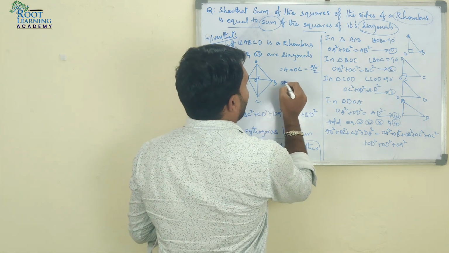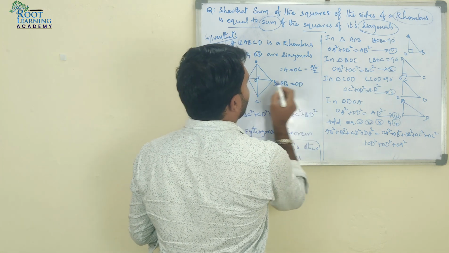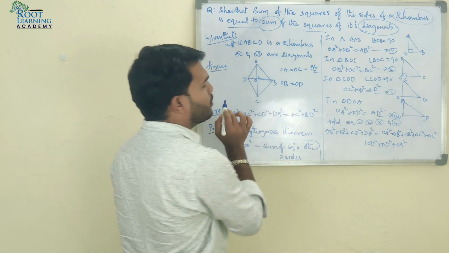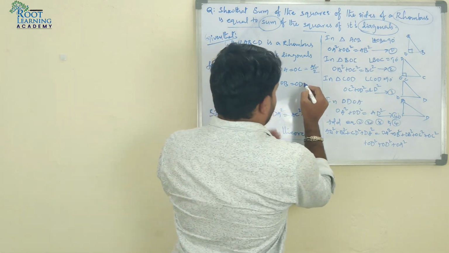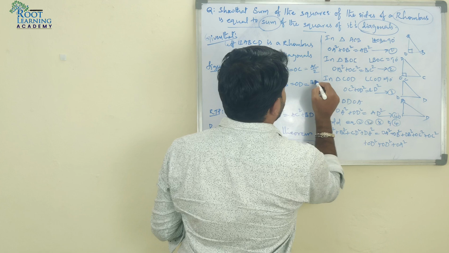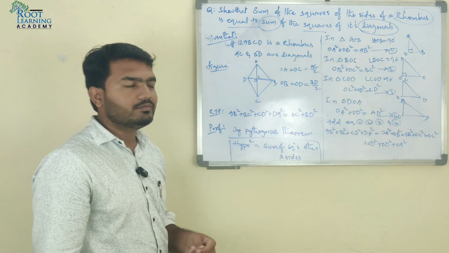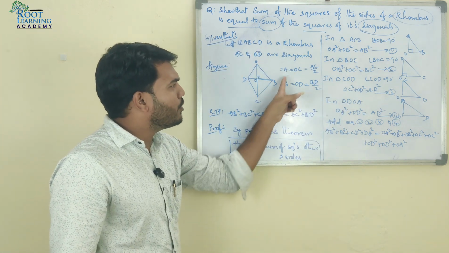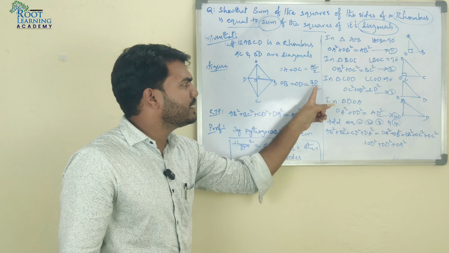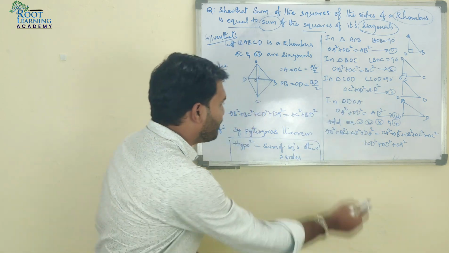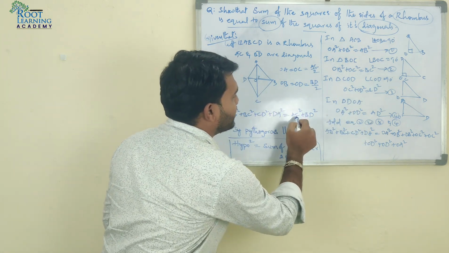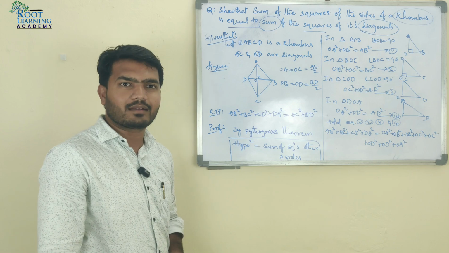Similarly, OB is equal to OD, and that is equal to BD by 2. So wherever we have OA, OC, OB, OD, we have to substitute AC by 2 and BD by 2. Why? Because we have to prove the RHS in terms of AC square and BD square.